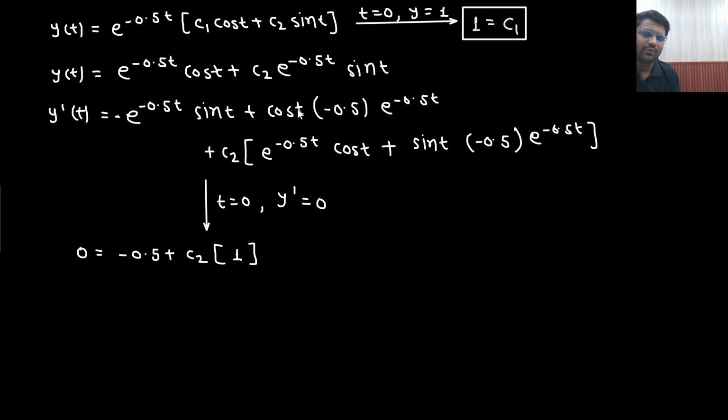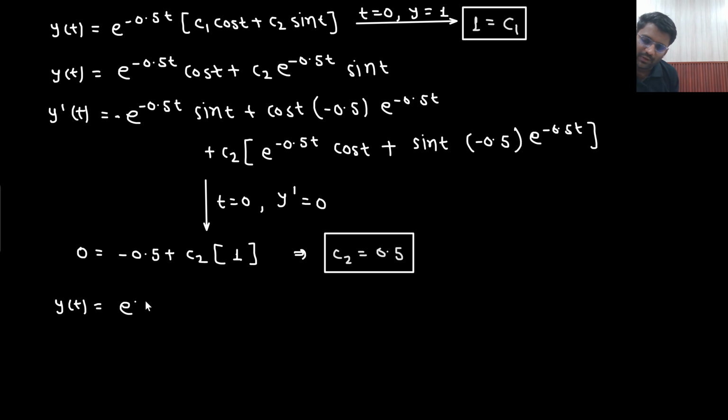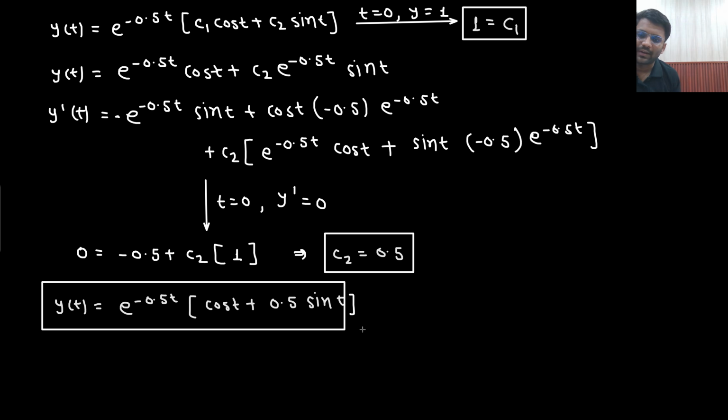So here if I put t equals to 0, this is minus 0.5, and here this is c2. So what is the value of c2 we are getting? The value of c2 is 0.5. Okay, so what is your y(t)? y(t) is coming out to be e to the power minus 0.5 t. What is the value of c1? C1 value is 1 only, cos t plus 0.5 sin t. This is the value of y(t) you are getting.